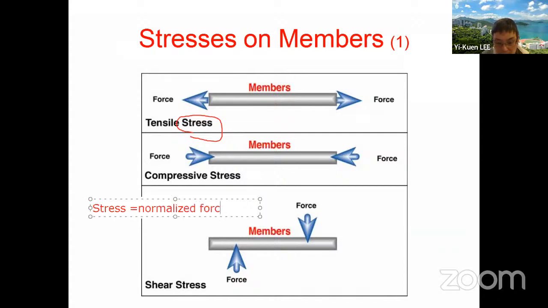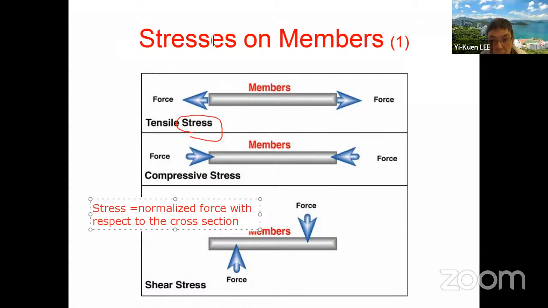In this case, it is normalized with respect to the area, most likely the cross-section area, of this particular member. For example, you have a tensile stress, where you stress this thing. Here we can try to emphasize: once you have this kind of tensile stress, you apply this loading.